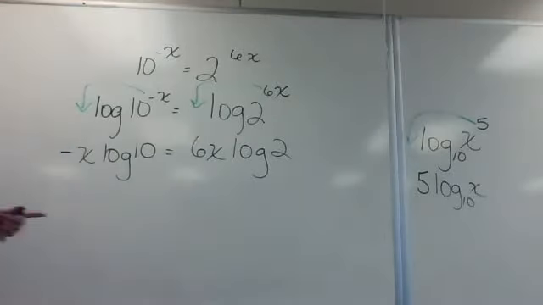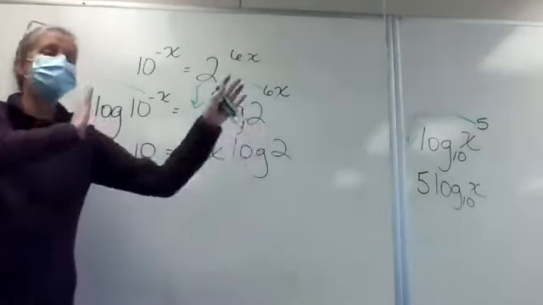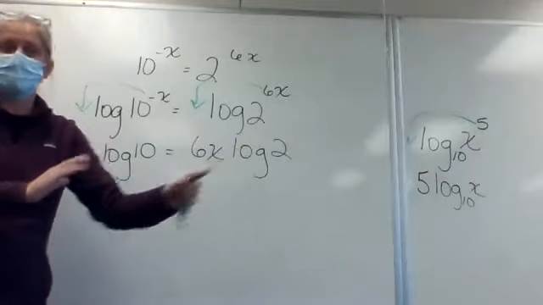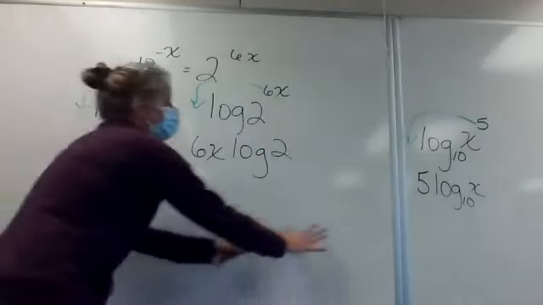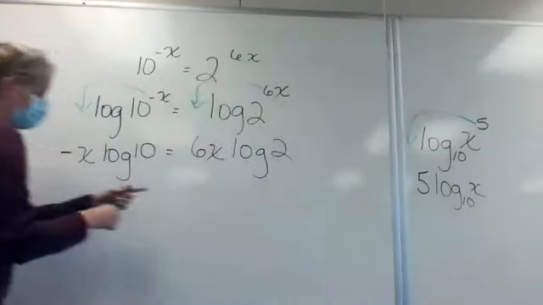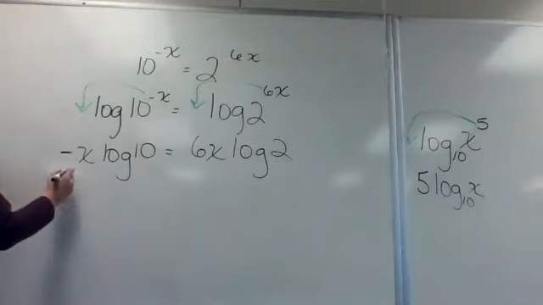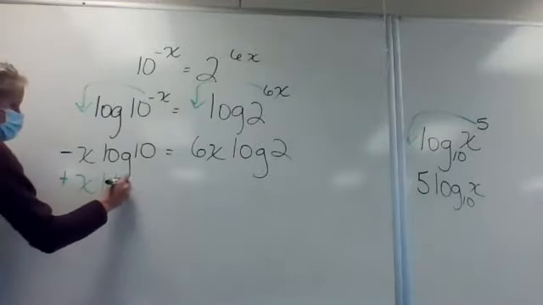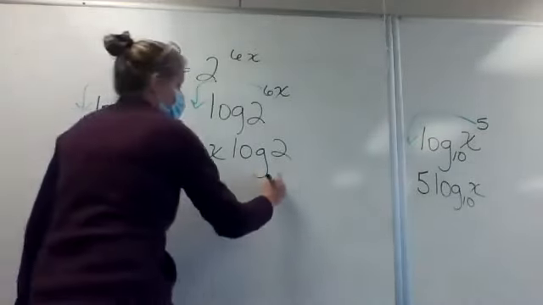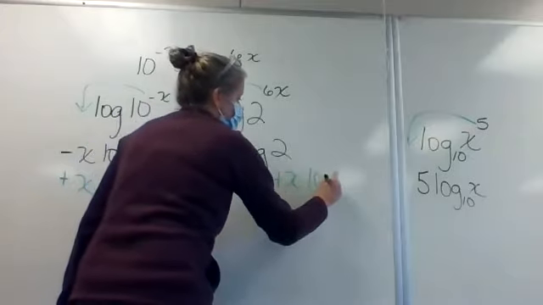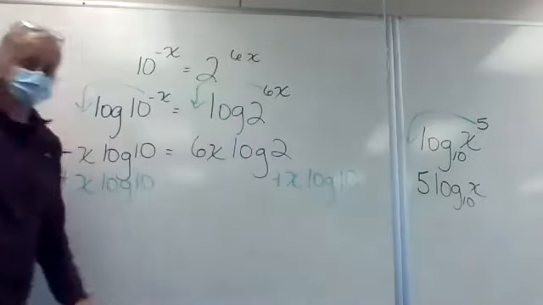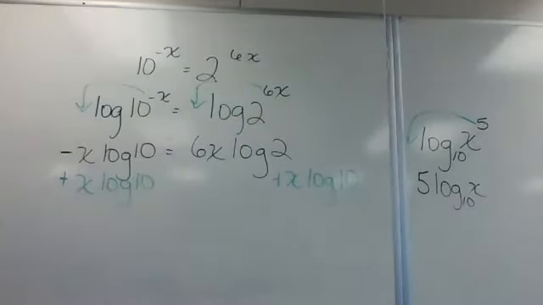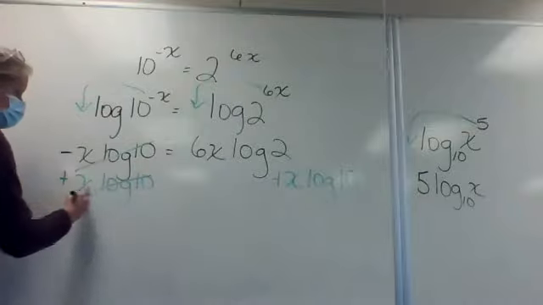If you have this situation, you do want all the x's on the same side as each other. So let's move this whole term over here. So if I'm going to get rid of it here, I just need to add the x log 10 to both sides. So it cancels it on the left.